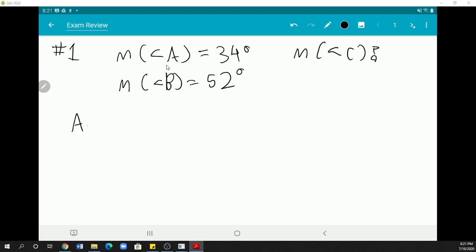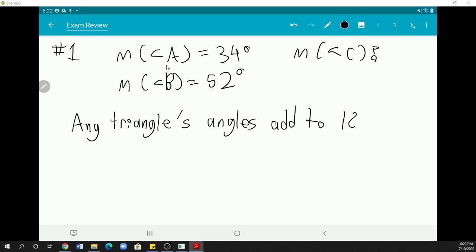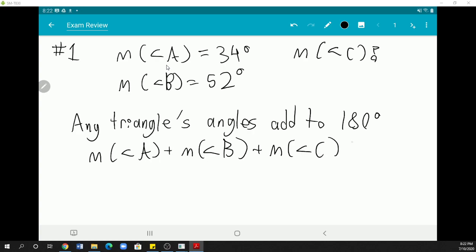So what's the important fact? That any triangle's angles add up to 180 degrees. Or in other words, writing it all out, I'm just going to write the formula because that helps me to remember it. And maybe if I see a problem like this on the exam, if I practice like this, it will help me. So this has to be equal to 180. Measure of angle A plus measure of angle B plus measure of angle C.